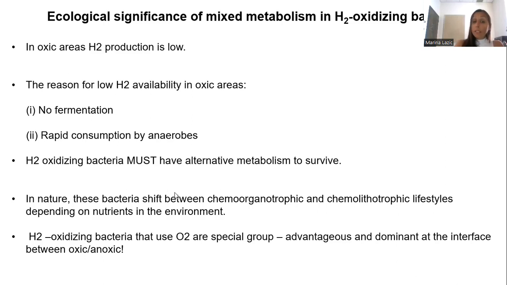That's why they develop this ability to do chemoorganotrophy and to oxidize something organic if it's present. Now, in nature, these bacteria shift between chemoorganotrophic and lithotrophic style, and it all depends on which nutrients are available in nature. Don't mix up those facultative chemolithotrophs. They are not the same as hydrogen oxidizing bacteria that use oxygen. These hydrogen oxidizing, oxygen reducing bacteria are dominant at the interface between oxic and anoxic areas.